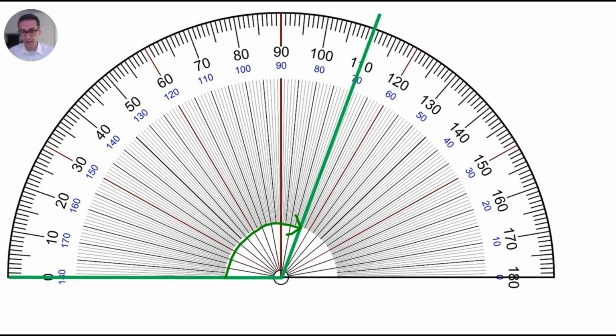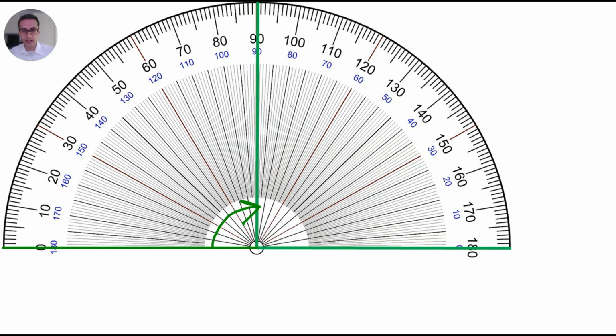Okay, so in this case, we're going to go clockwise. So you start from 0, which is the outside scale, and we're going to go all the way around until we get here. So that is 110 degrees. Pause the video and say what angle this is.